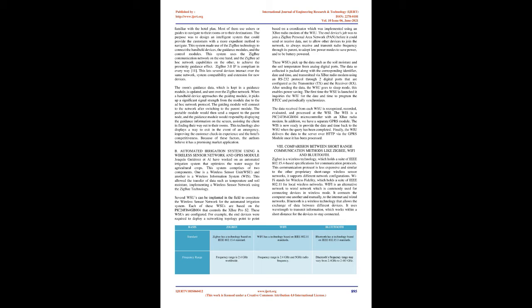The room's guidance data, which is kept in a guidance module, is updated and sent over the Zigbee network. When a handheld device approaches the guiding module, it picks up a significant signal strength from the module due to the ad hoc network protocol. The guiding module will connect to the network after switching to the parent module. The portable module would then send a request to the parent node, and the guidance module would respond by displaying the guidance information on the screen, assisting the client in finding their way out to their rooms.